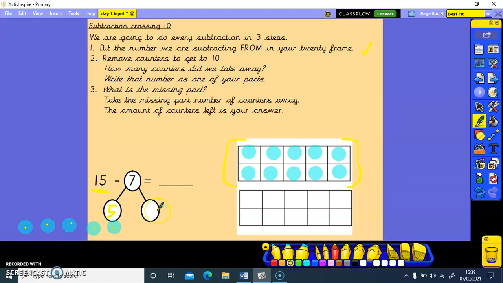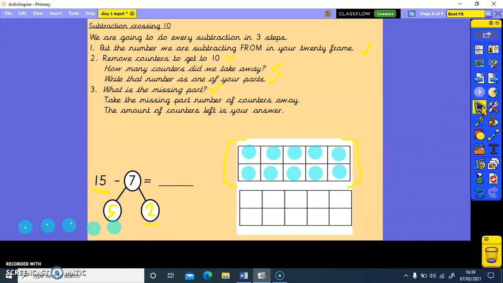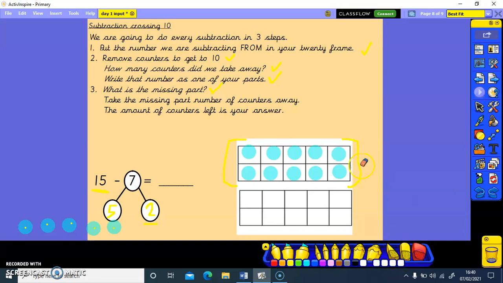So what is my other part? I want my whole to be 7. 5 in my head, I'm going to count on until I get to 7. 5 in my head, 5, 6, 7. The other part is, fantastic, 5 is one part, 2 is the other. Next step is to take away that missing part. I need to take away 2 then. Are we ready? Remove your 2 with me as I rub mine out.